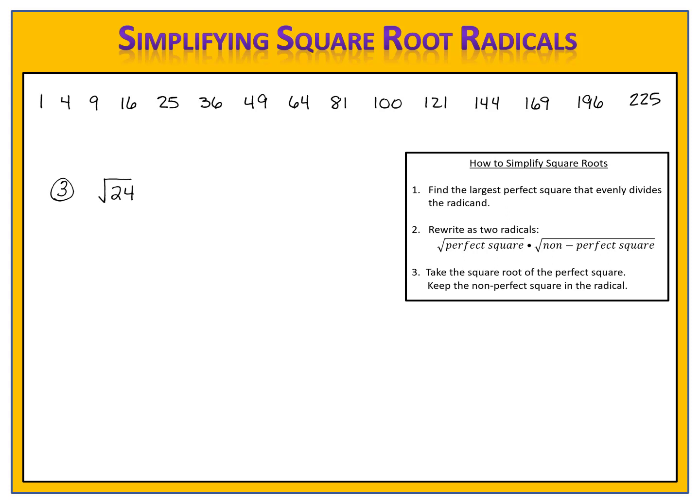Let's compare answers. We look at the number line and find where the 24 would be located. 24 would be located between 16 and 25. We then go down the list and look for the largest perfect square that evenly divides 24.